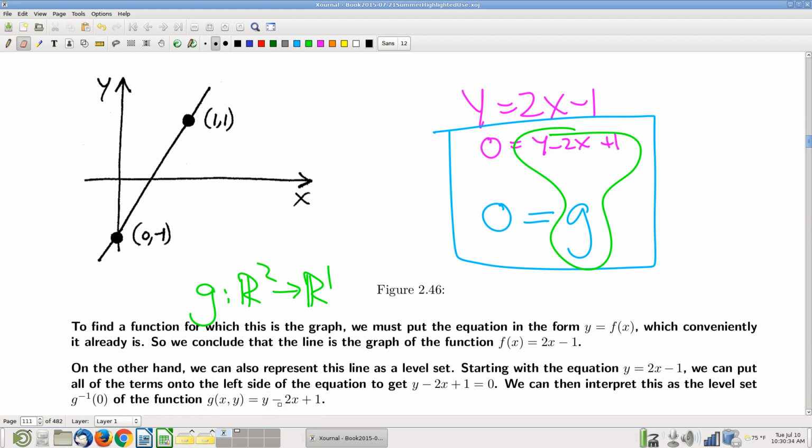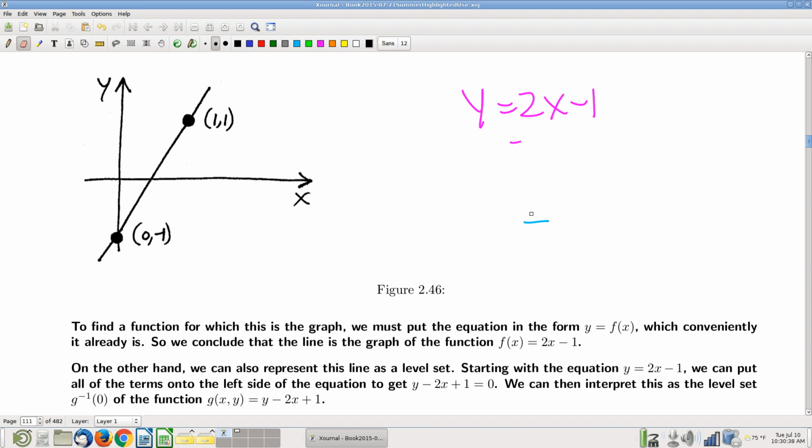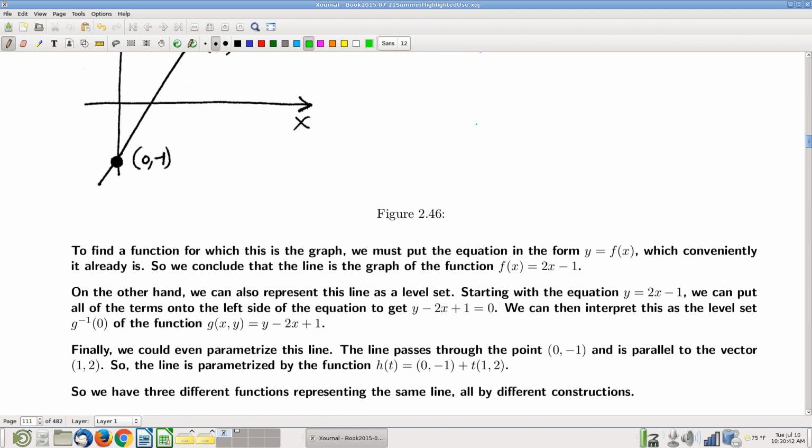Okay. All righty. Last, can I parameterize this line? There's lots of different ways that you can parameterize the line. One thing you could do is you can use the graph parameterization. We already know it's a graph. It's a graph of that function. You could use the graph parameterization. Boom.